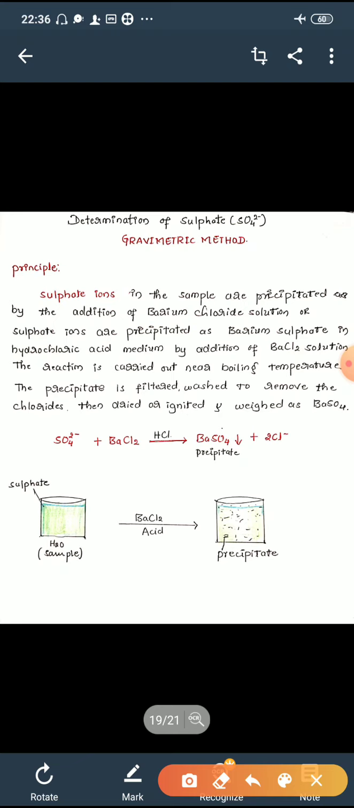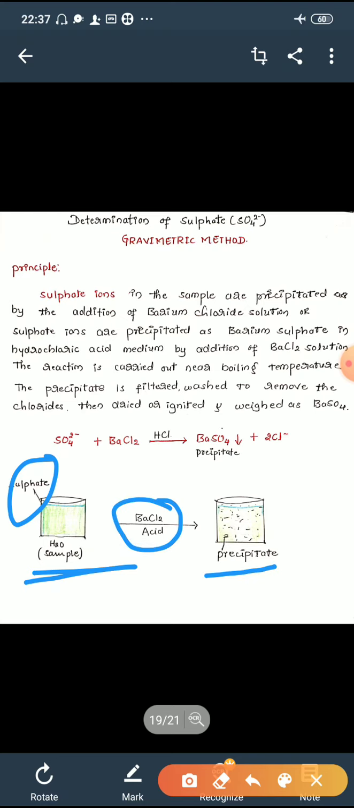So let us look here. The water sample containing sulfate ions, which is the analyte, will be precipitated as barium sulfate by treating with the barium chloride solution in the presence of acid media. The reaction is as follows, where the sulfate ions present in the water sample will react with the barium chloride solution, and there we get a precipitate. So this is the principle of the sulfate ion determination by gravimetric method.